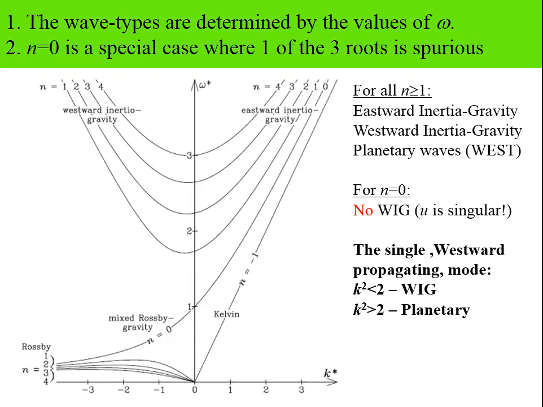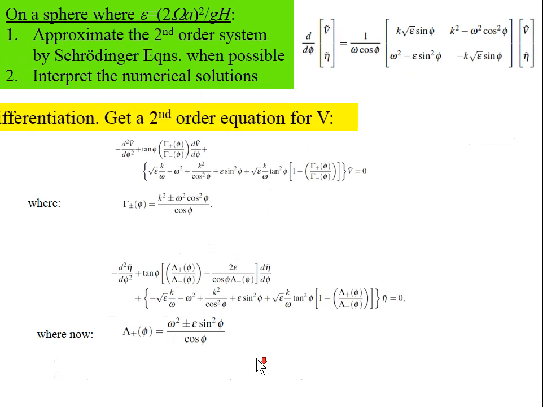So the question is, on a sphere, U is regular everywhere, so there should be a second westward propagating inertial gravity wave. So is there a mixed mode or a Yanai wave on a sphere? And forget about the Kelvin wave. Kelvin is actually part of the inertial gravity waves. We're not going to talk about it.